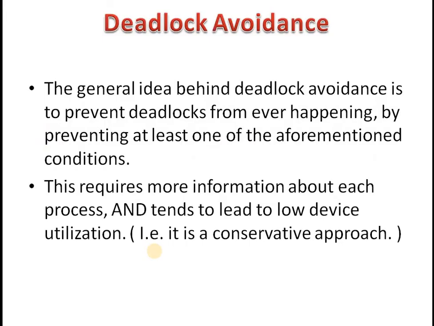Next, it is the deadlock avoidance. The general idea behind deadlock prevention is to prevent deadlocks from ever happening by preventing at least one of the conditions. Means deadlock prevention is concerned with imposing certain restrictions on the environment or processes so that deadlocks can never occur. There are still difficulties in deadlock prevention. The operating system aims at avoiding a deadlock rather than preventing one.